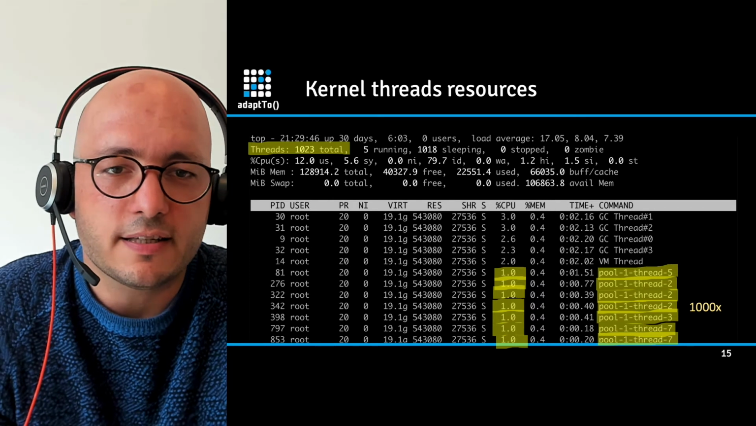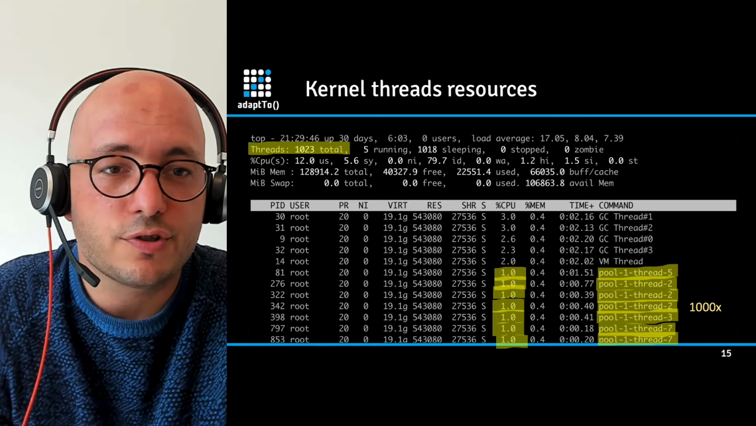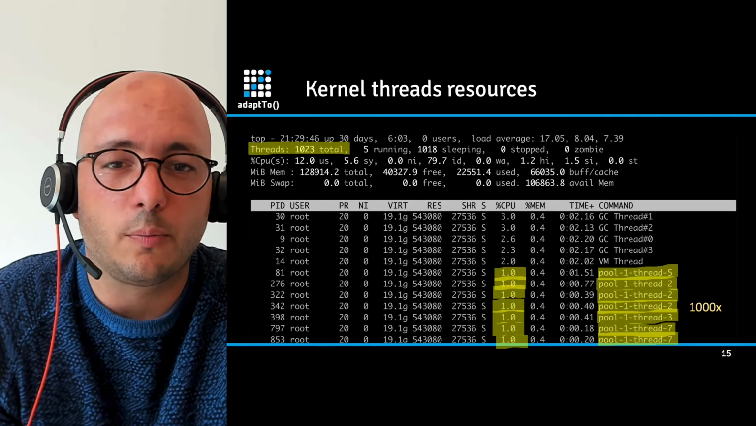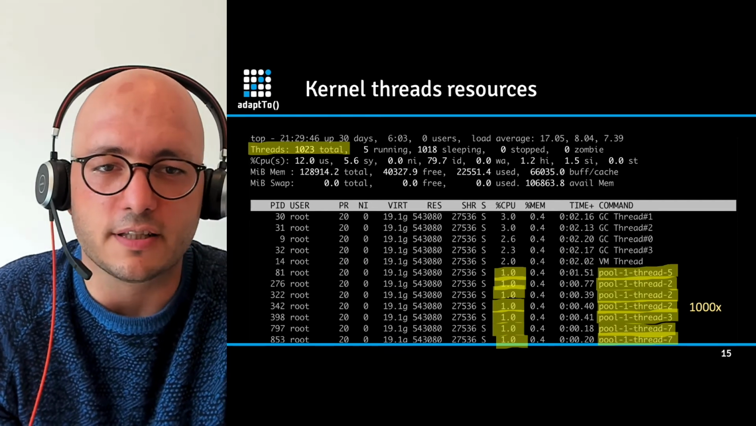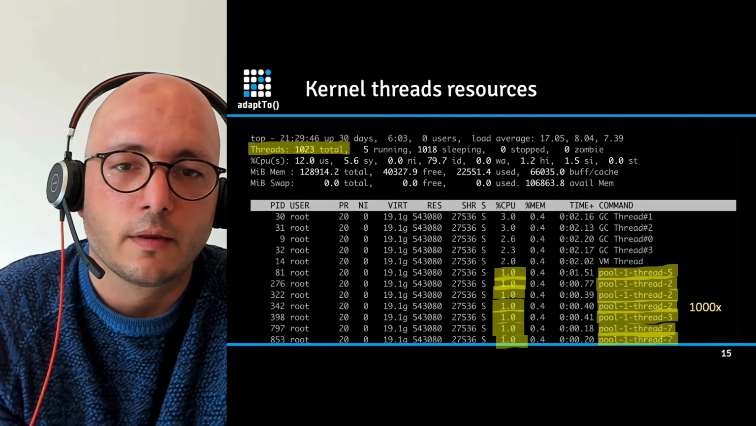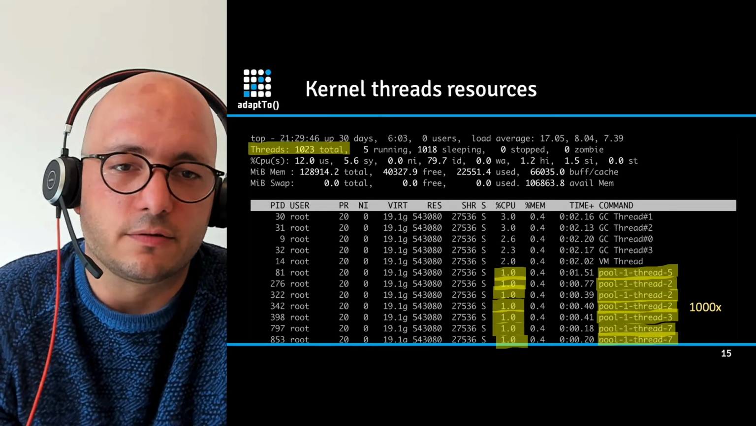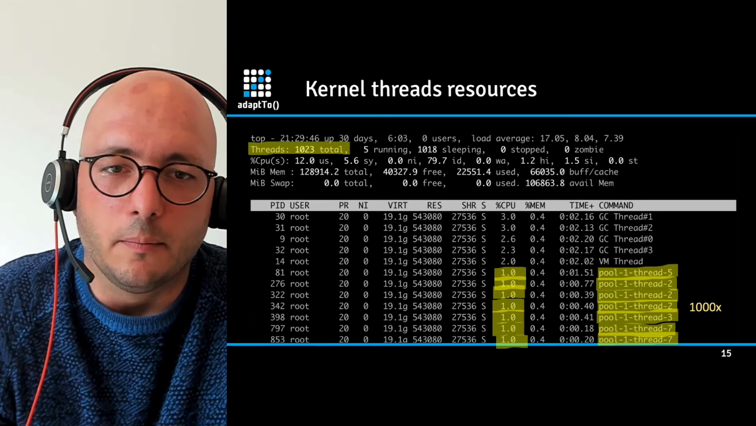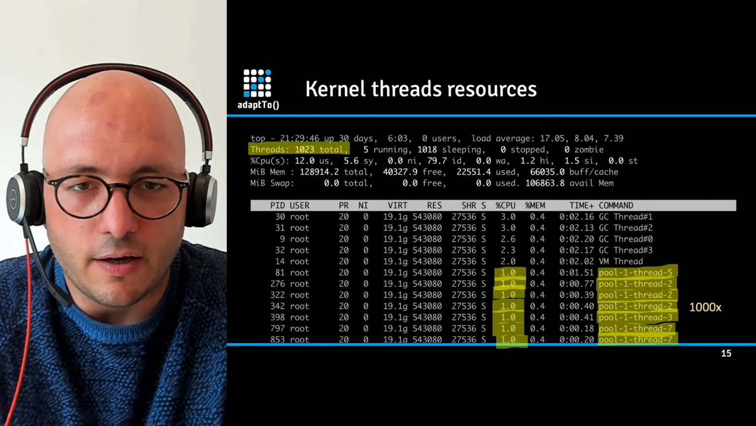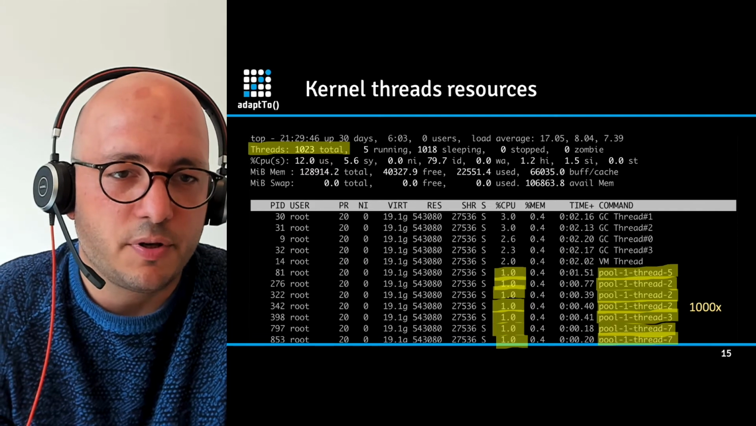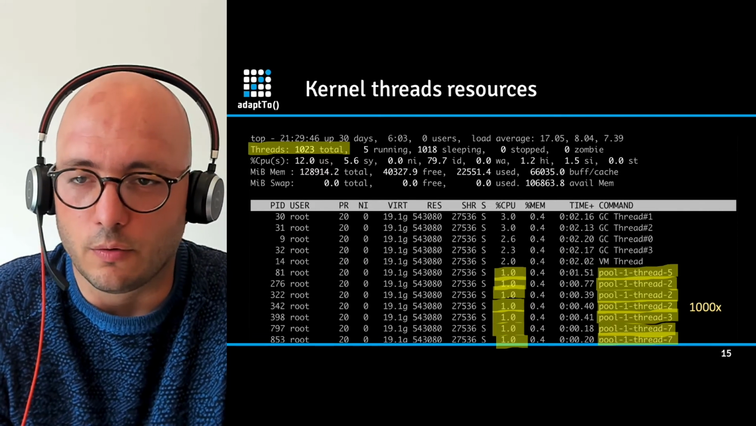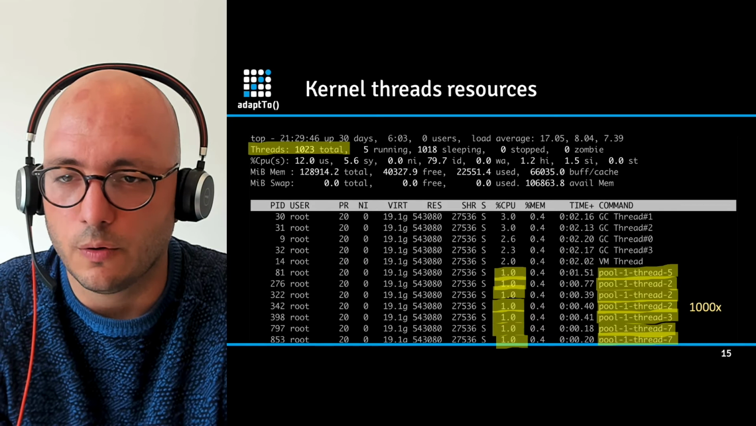While running the test, I monitored the resource usage at the OS level using the top command, and here's what we can see for the server that runs with the standard Jetty thread pool. We can see that there are 1,000 threads hanging around, and their individual CPU usage is very low. It's always around 1% or so.